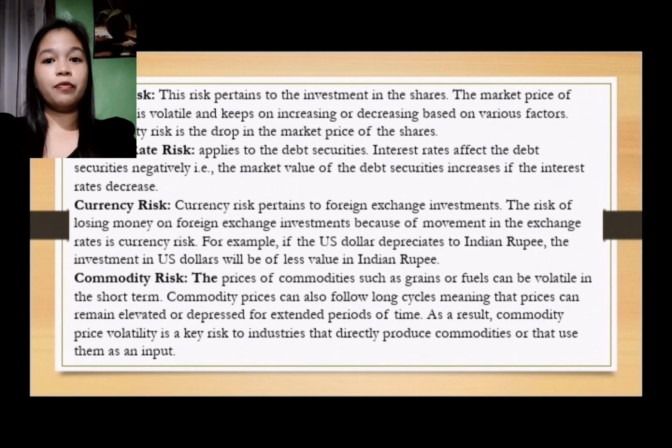Commodity risk. The prices of commodities such as grains or fuels can be volatile in the short term. Commodity price can also follow long cycles, meaning that prices can remain elevated or depressed for extended periods of time. As a result, commodity price volatility is key risk to industries that directly produce commodities or that use them as an input.